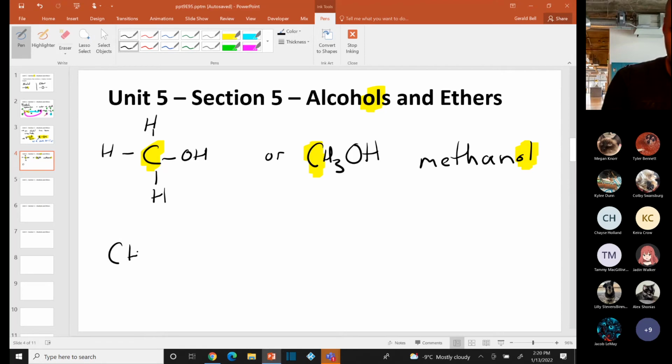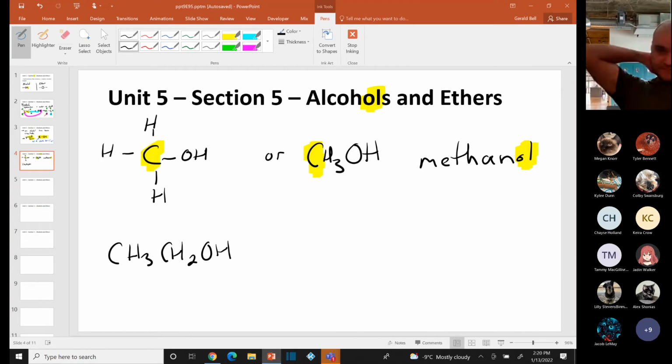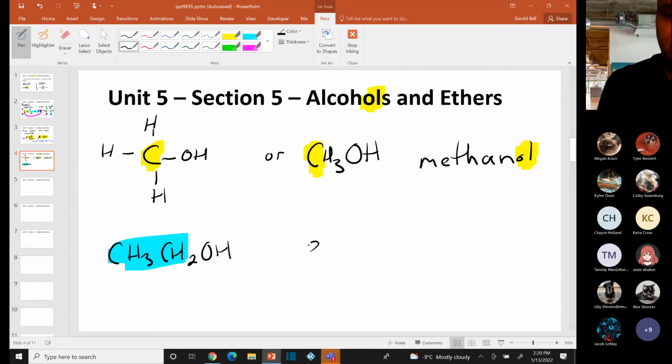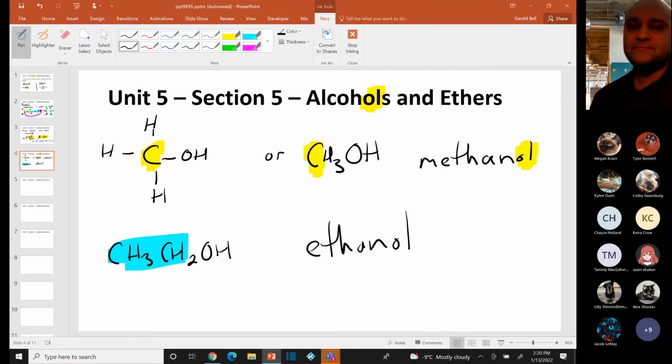So 2 carbons, CH3, CH2, OH. That's your next one. I think I prefer to write it condensed, frankly. It's got 2 carbons, so we'll call this one ethanol. Again, because of that OH, we change the ending.